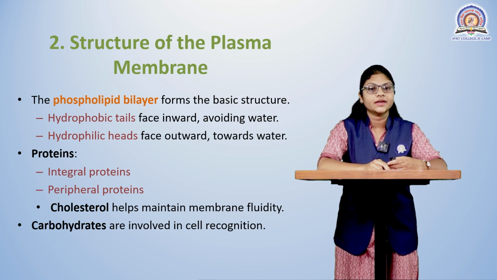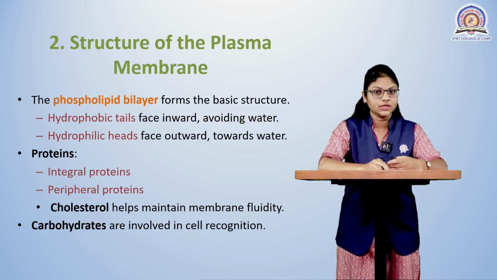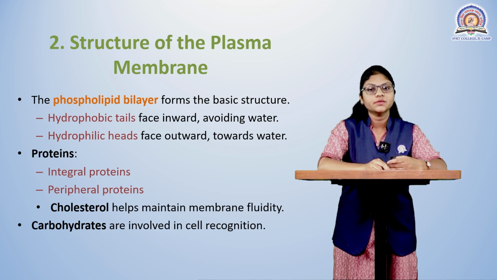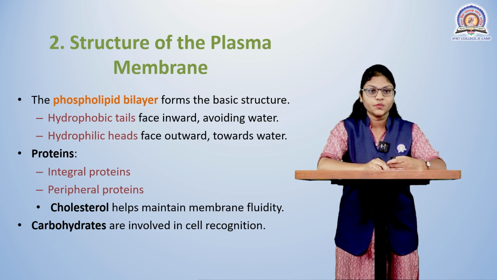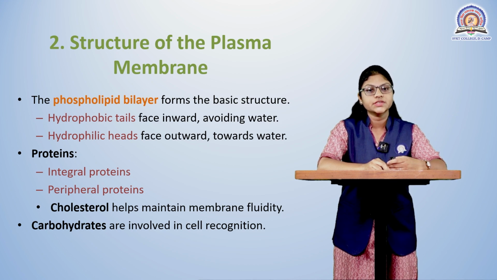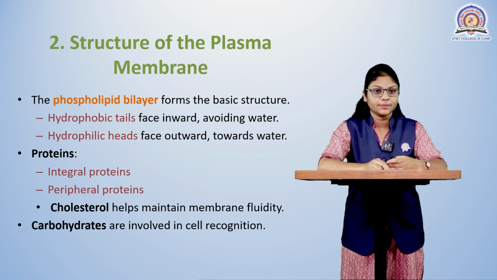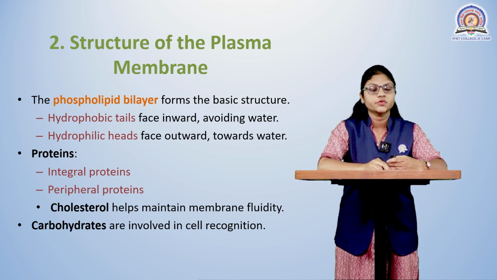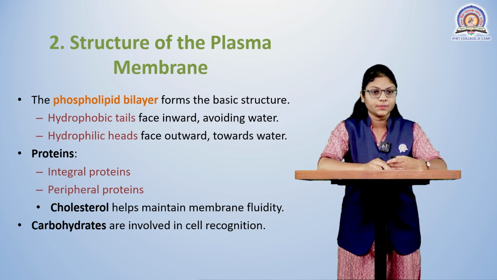The phospholipid bilayer means two layers of phospholipid that have two faces. One is the hydrophobic tail that faces inward in the plasma membrane. Hydrophobic means which hates water, hence this layer avoids the water. Second is the hydrophilic head that faces outward of the plasma membrane. Hydrophilic means which makes a bond with water. So, this layer faces the water, that means the outer side of the plasma membrane.